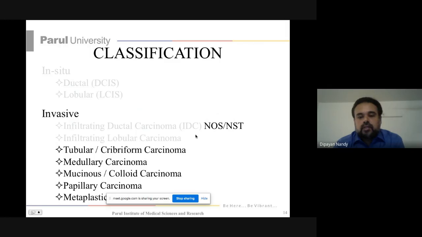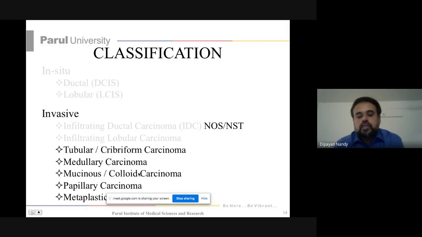Normally, if you see a report, they're reported as IDC, NOS, or NST, that is, not otherwise specified or no specific type. This is the most common type of ductal carcinoma. There are certain other types of carcinoma where, based on the histopathological feature, they can be differentiated and labeled as different carcinomas like tubular or cribriform, medullary, mucinous, papillary, metaplastic. We're not going much into the details, but basically, depending on the histological picture, this is how they are defined.